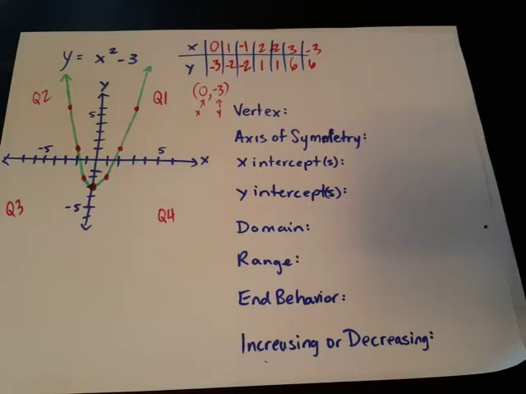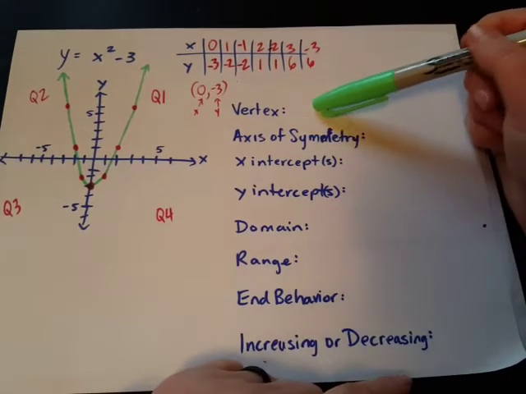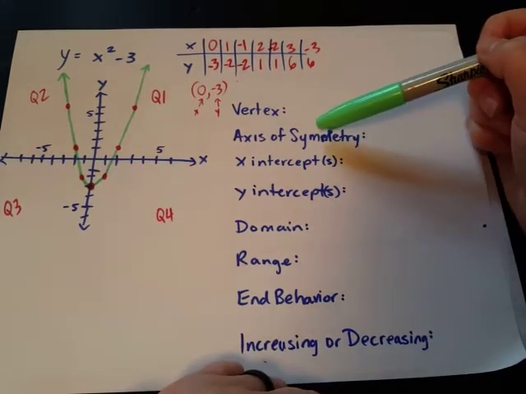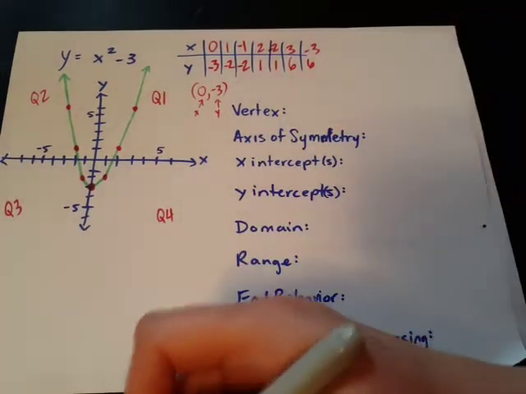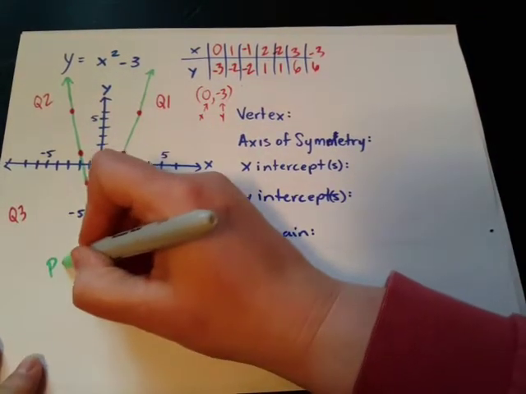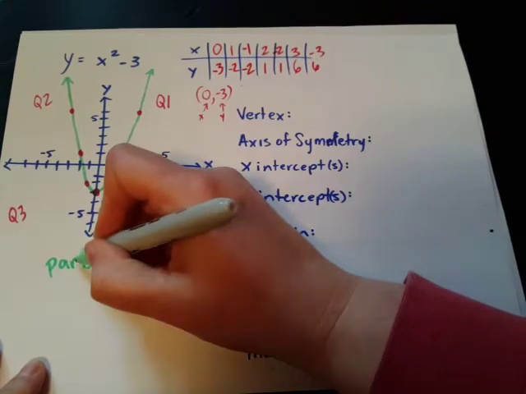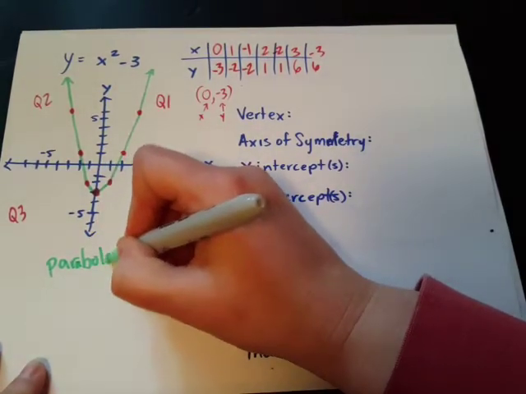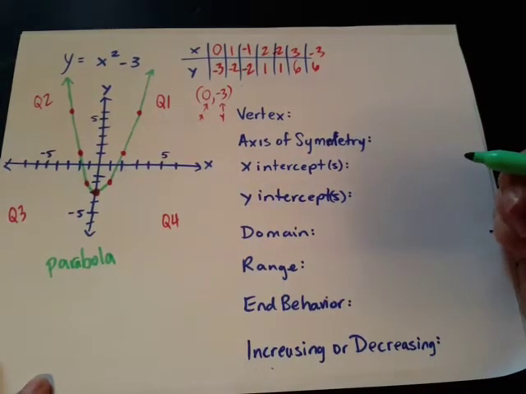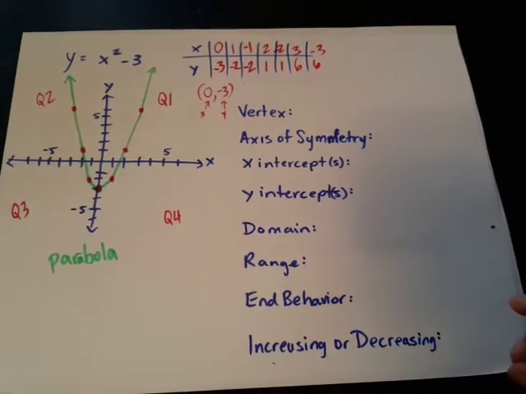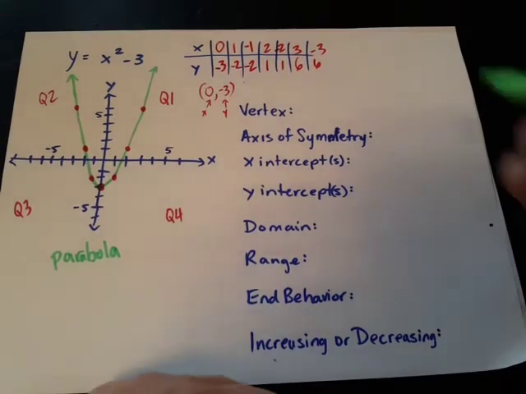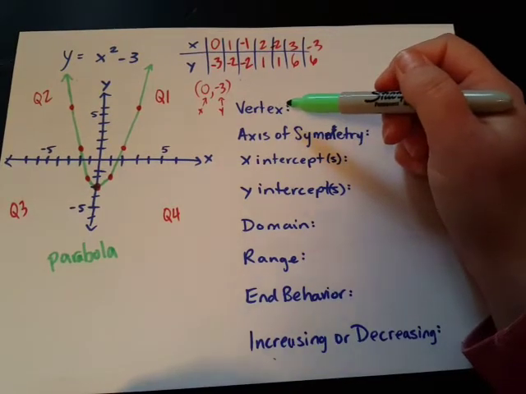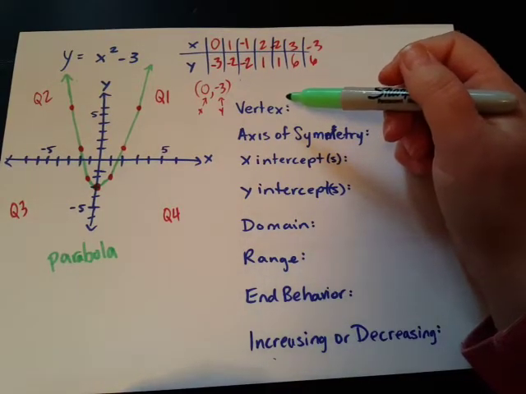Now that we have our function plotted, let's take a look at some of the characteristics of the function. So the vertex is either the highest or the lowest point. This itself, being quadratic, is called a parabola. Some people pronounce it differently, but it's parabola. So the vertex is either the highest or the lowest point on the parabola.